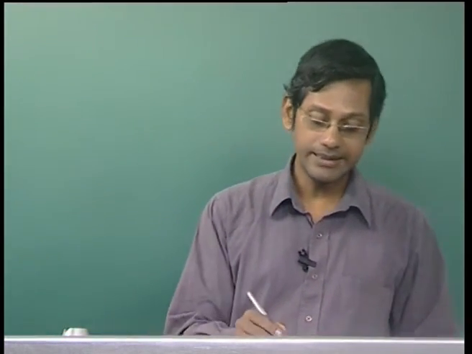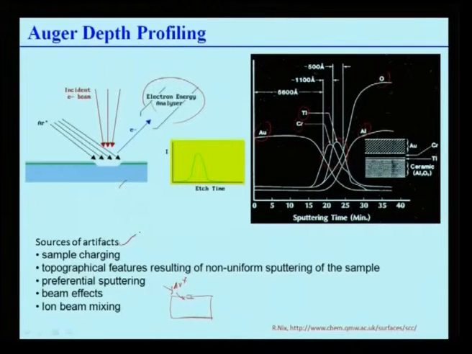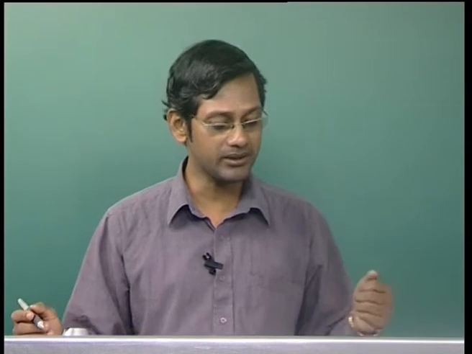Well, it looks very simple and very genuine and very interesting method, but it has a lot of problems. It can lead to different artifacts. What? It can lead to sample charging because of the sputtering. It can lead to topographical features resulting from non-uniform sputtering of the sample. It can lead to even preferential sputtering, depending on the element present. Some elements will sputter easily, some elements sputter less easily.